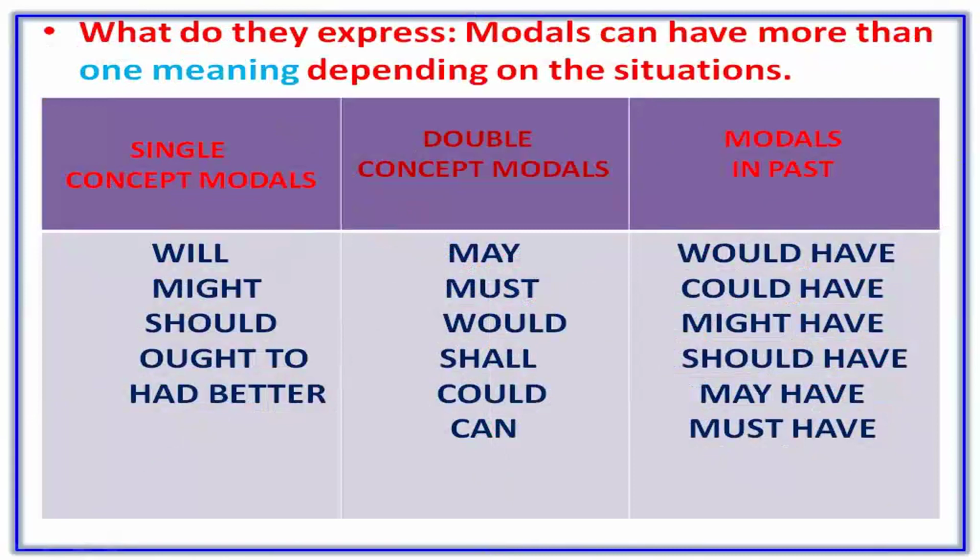What do they express? Modals can have more than one meaning depending on the situation. You see single concept modals, double concept modals, and modals in past. Single concept modals are will, might, should, ought to, and had better. These are the single concept modals. Double concept modals are may, must, would, shall, could, can. These are the double concept modals. Then modals in past: would have, could have, might have, should have, may have, must have. These are the modals in past.